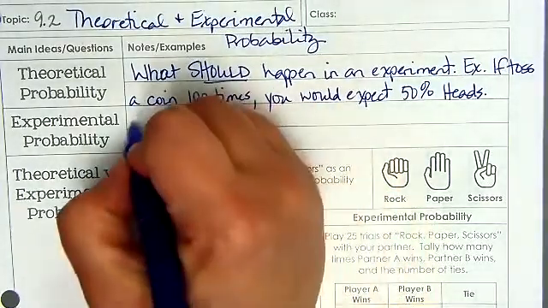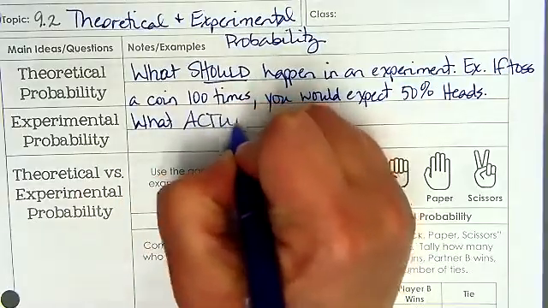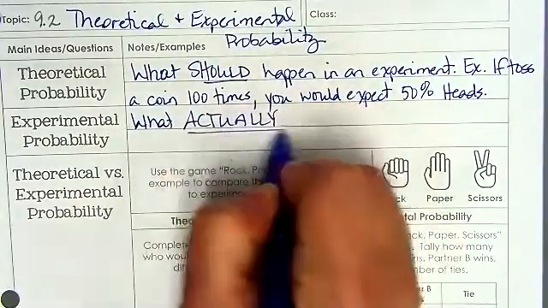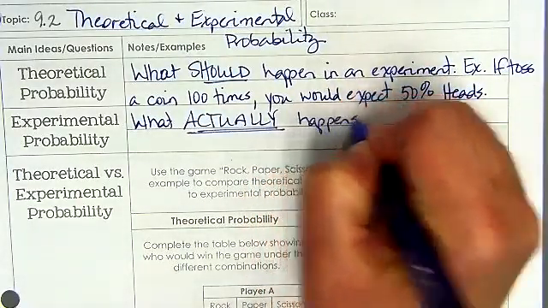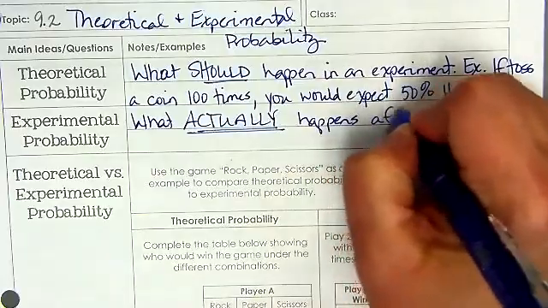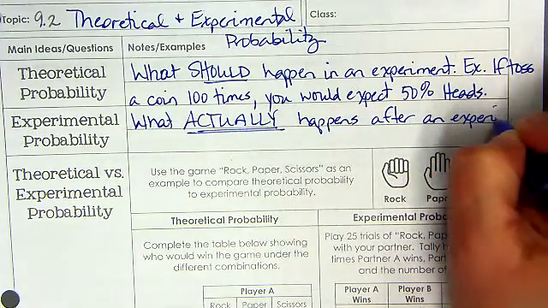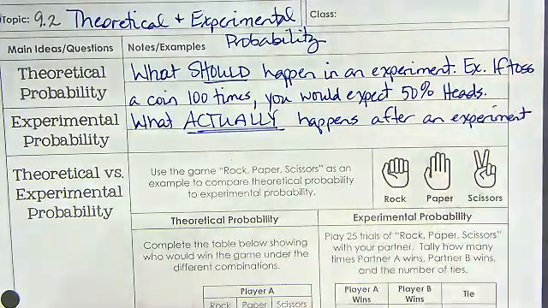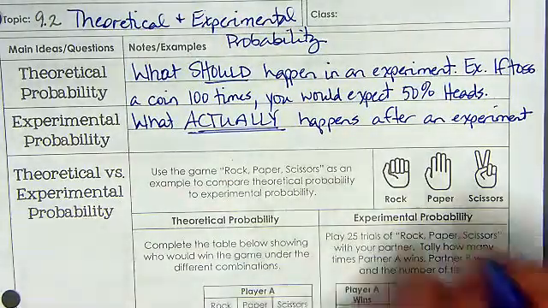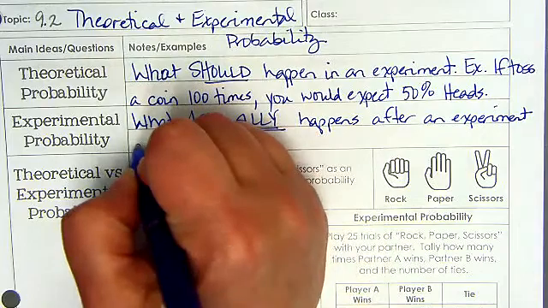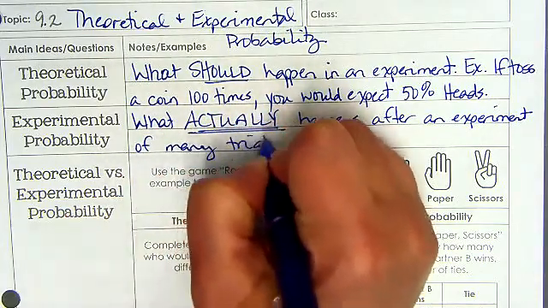Experimental is what actually happens after an experiment. And we all know when we flip coins, for some reason it always lands on one side versus the other. It's what actually happens after an experiment of many trials.